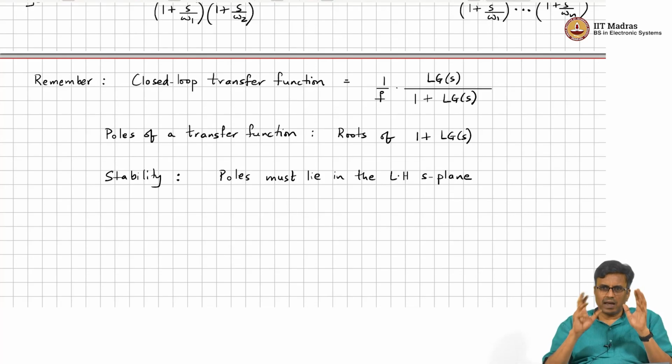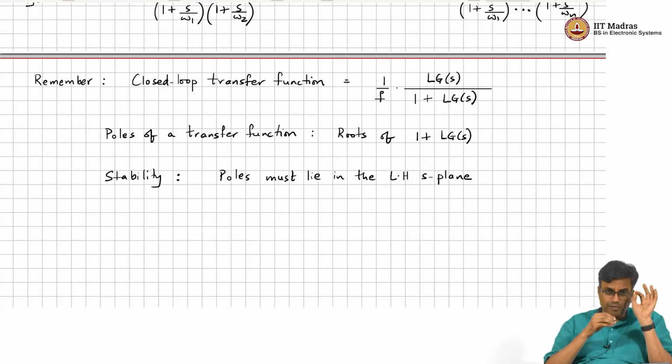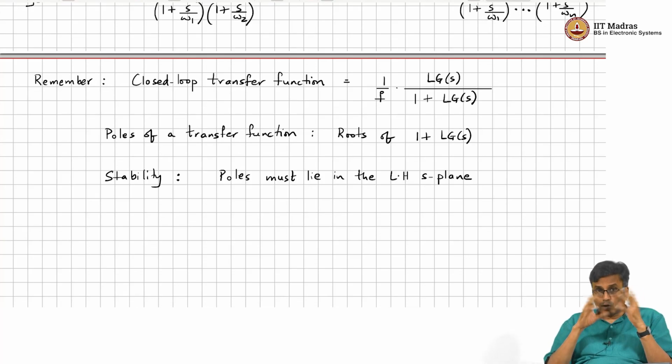So whenever you take something with memory and put it in a feedback loop, the first thing you must check is if the closed loop system is stable. And what is the meaning of stability? The poles of the closed loop system must be in the left half S plane.